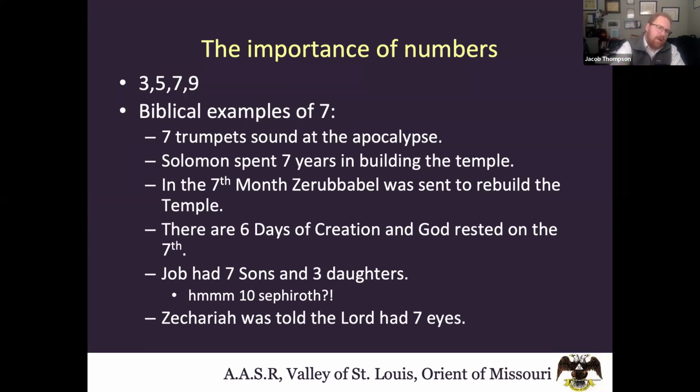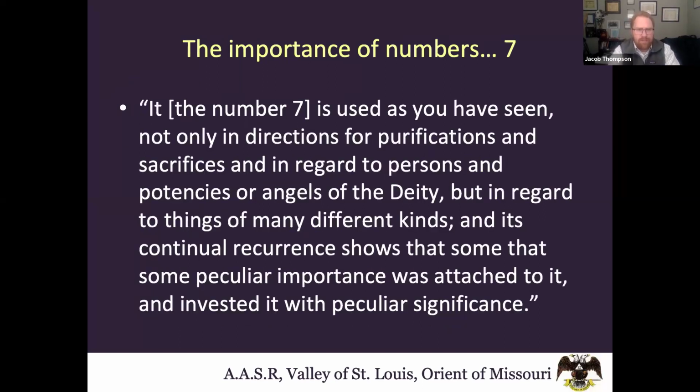So all this repetition, as Pike is looking at numbers, he's trying to put this whole concept together. He comes to this conclusion, referencing the number 7. It is used, as you have seen, not only in directions for purification and sacrifice, and in regard to persons and potencies of angels and deity, but in regards to things of many different kinds, and its continual reoccurrence shows that there is some peculiar importance attached to it, and it is invested with peculiar significance.